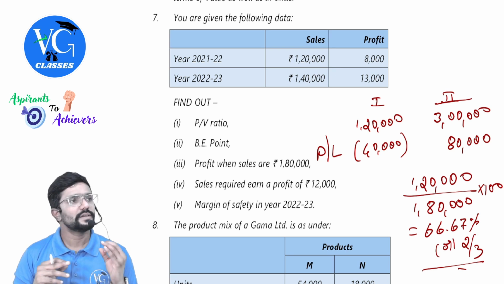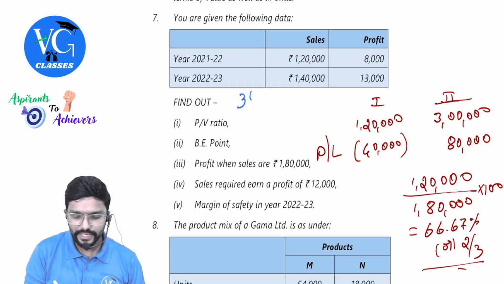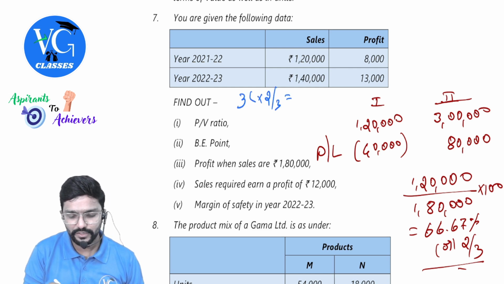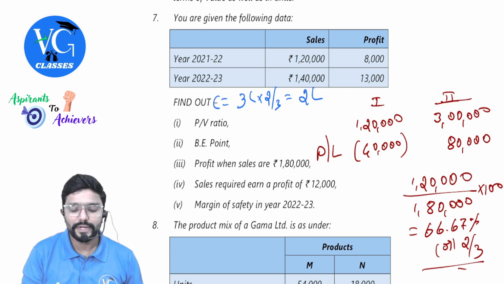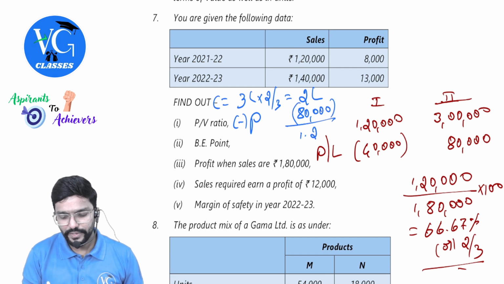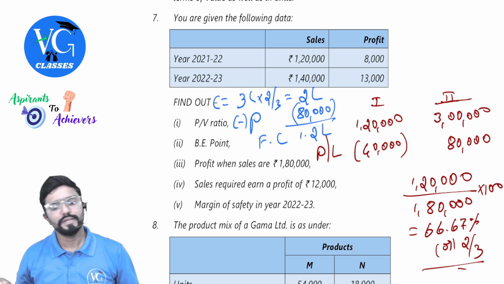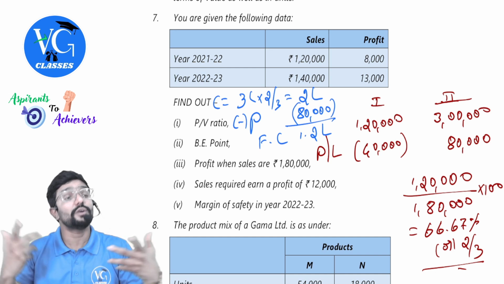Now 3 lakh into 2 by 3. You will get contribution, 2 lakh. Contribution is 2 lakh minus profit. How much is that? 80,000. 1.2 lakh. What is that? Fixed cost. Even if you do period 1, you will get the same. But please be careful: loss you have to add.